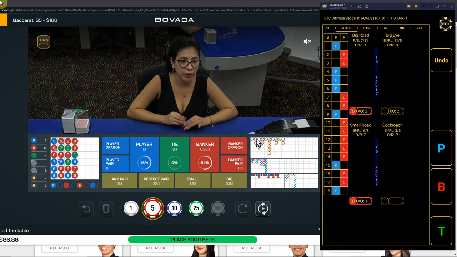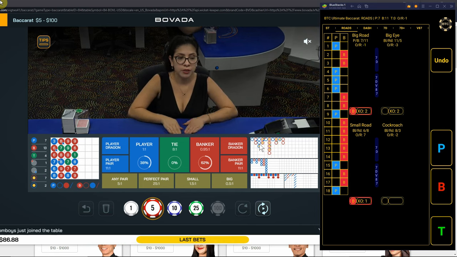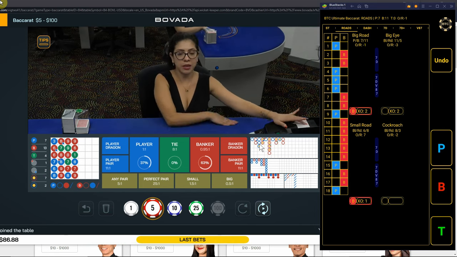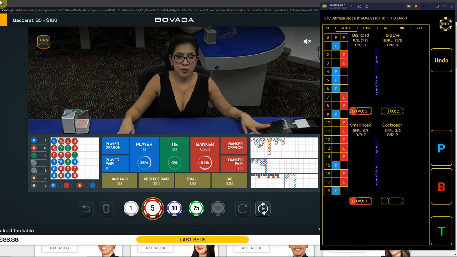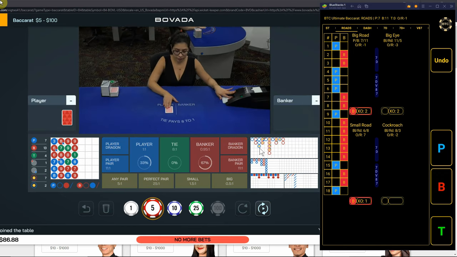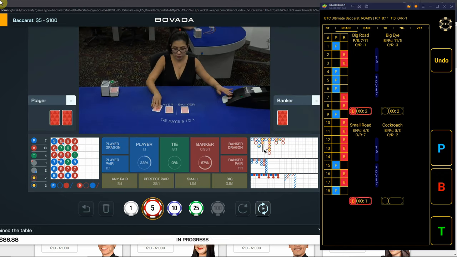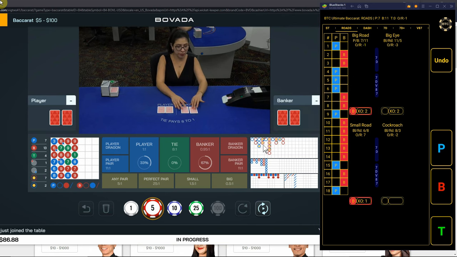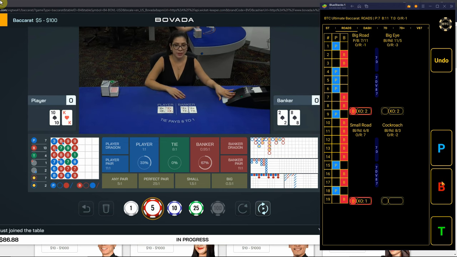So we had a multiple followed by a multiple. I call that an XTB repeat. And then we had a multiple, this player 3, followed by a banker 2. And I call that an XTB repeat. But this banker 2 followed by a player 1 is an XTB opposite. So let's go ahead and plug these two banks in here. We got another multiple.